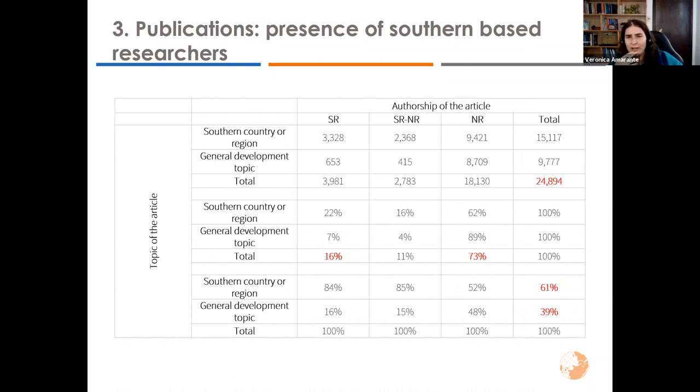The other aspect that I would like to highlight is that around 61% of those articles are specific to a region or a country. So they are development articles focused on a certain context, and the other, more general articles are around 39% of the total.